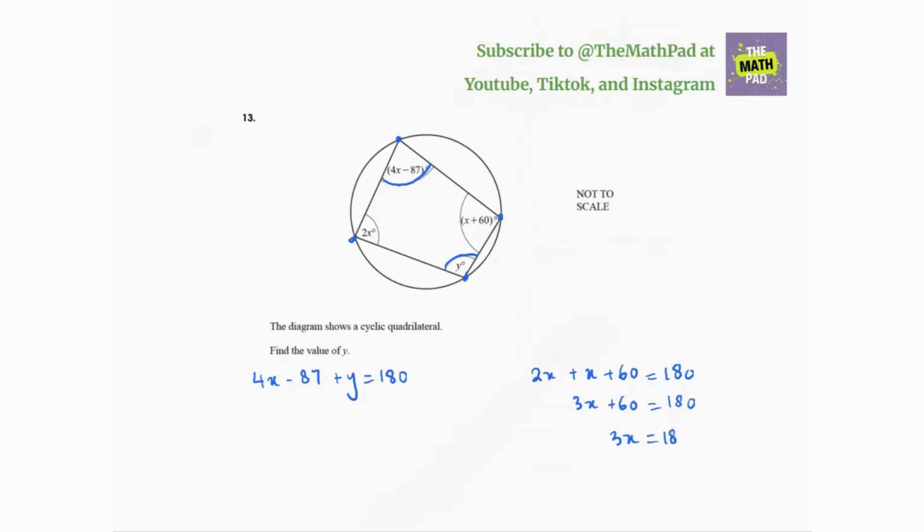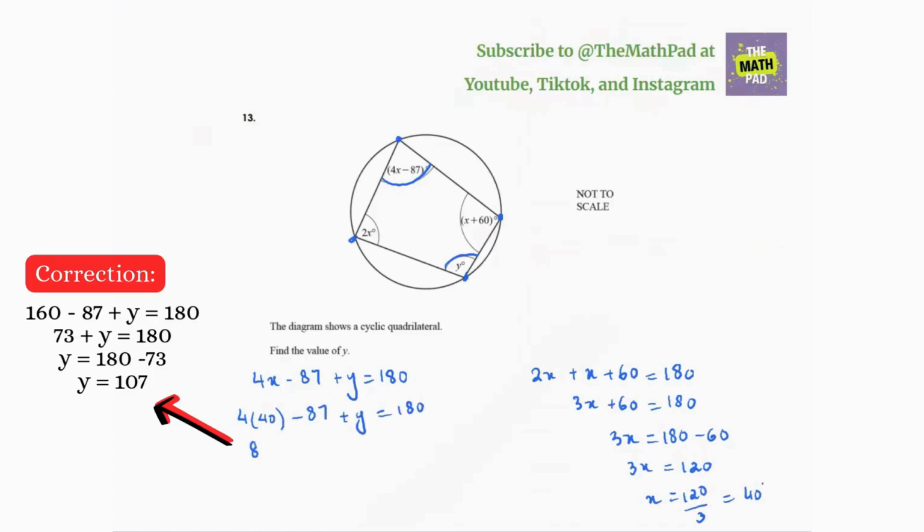3x is 180 minus 60, which is 120. X is going to be 120 over 3, and that's 40 degrees. So now we do 4 times 40 minus 87 plus y equals 180. That's 80 minus 87 plus y.